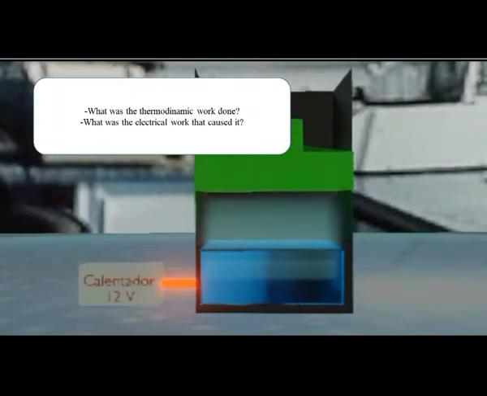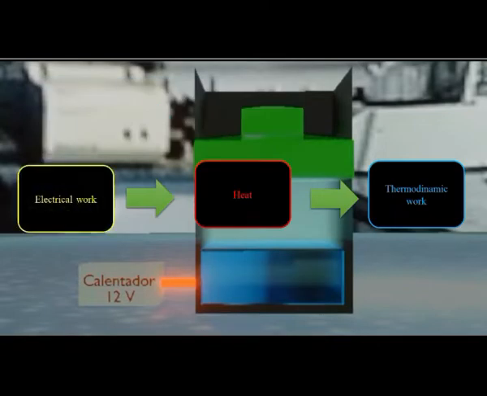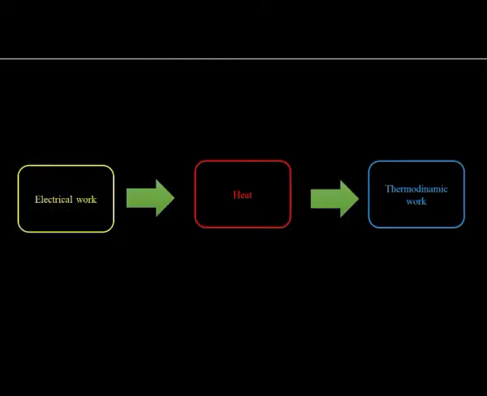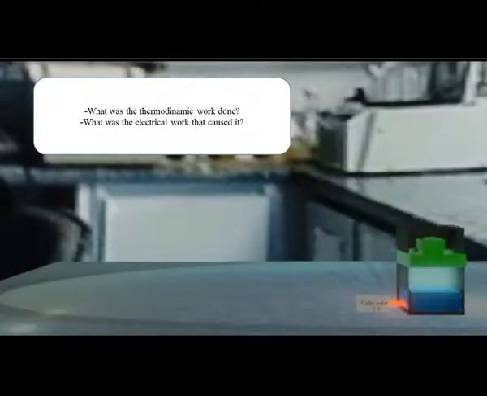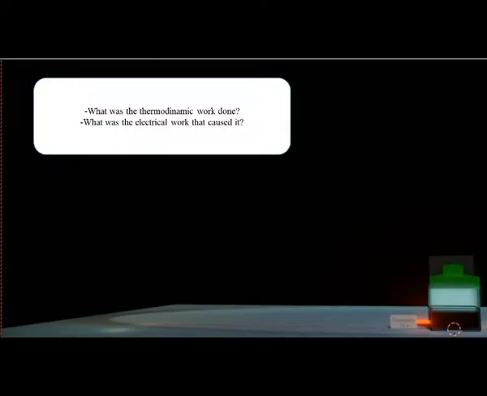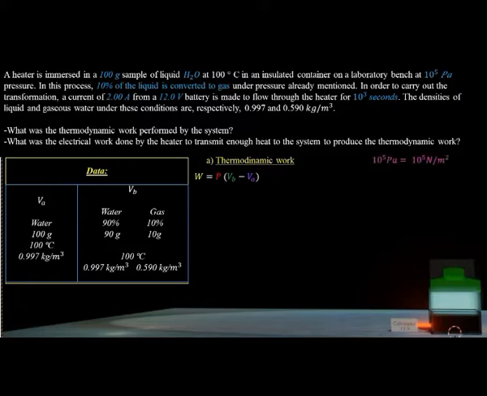And what was the electrical work done by the heater to transmit enough heat to the system to produce the thermodynamic work? What happens here is that the electrical work produced the thermodynamic work. In this exercise, we are going to calculate both. We start by showing the formula and the data. 1 Pascal equals 1 Newton per square meter, so we will replace this unit for ease. We have the pressure, but we lack the final volume and the initial volume. We will first look for the initial volume.